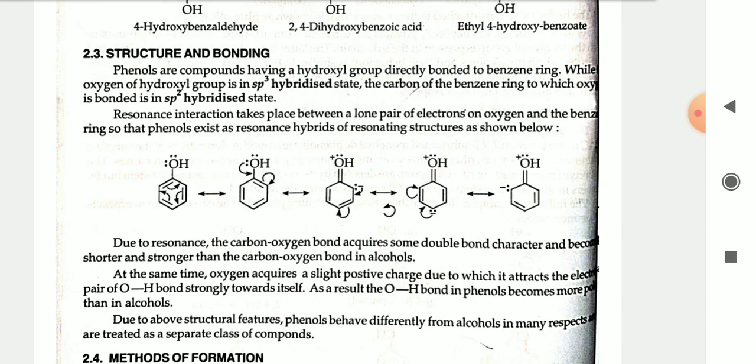Due to resonance, the carbon-oxygen bond acquires some double bond character, becoming shorter and stronger than the carbon-oxygen bond in alcohol. At the same time, oxygen acquires a slight positive charge due to which it attracts the electron pair of the OH bond strongly toward itself. As a result, the OH bond in phenol becomes more polar than in alcohol. Due to the above structural feature, phenols behave differently from alcohols in many respects. So they are treated as a separate class of compounds.